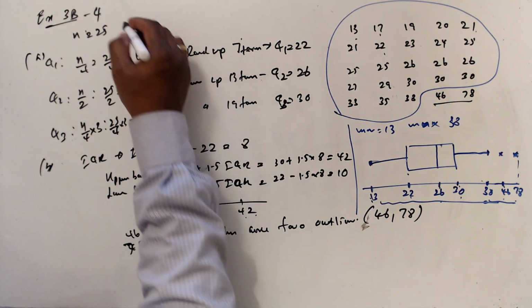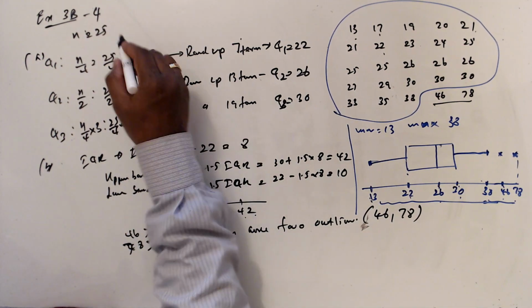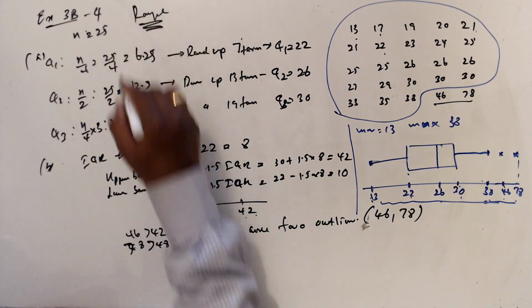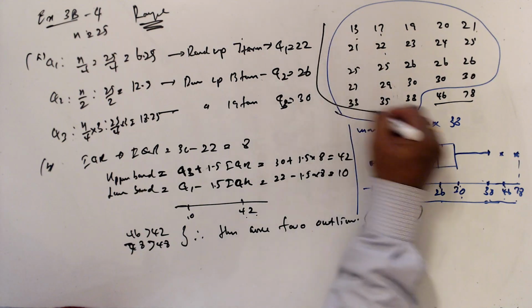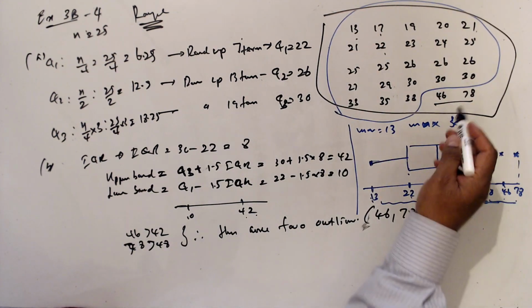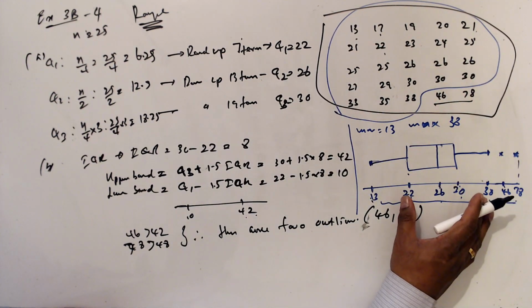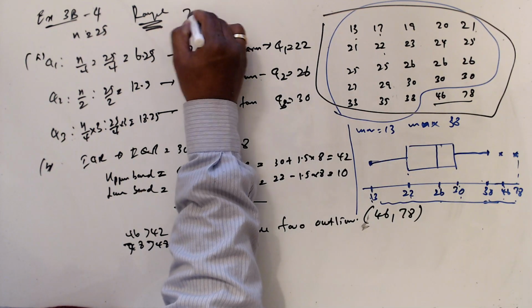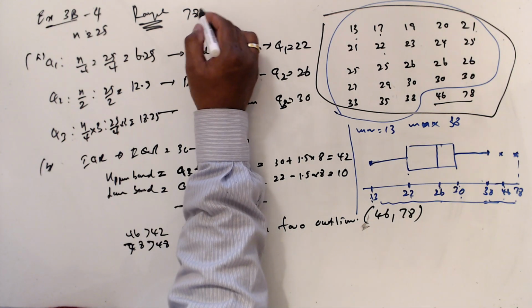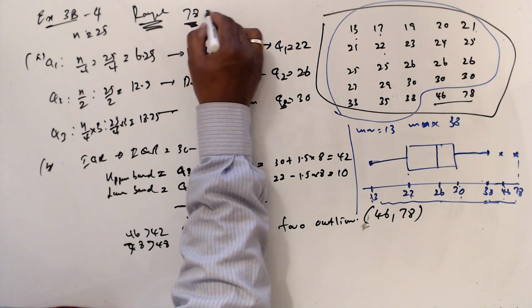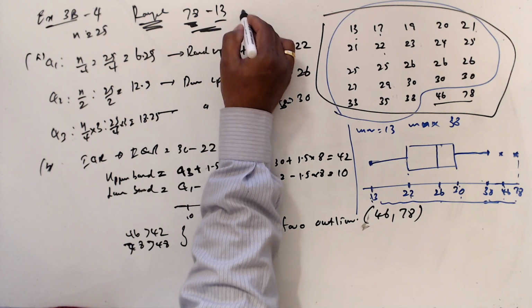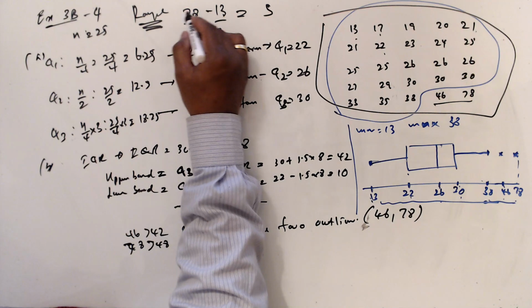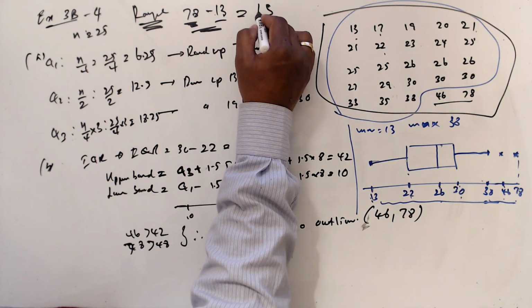Now my last question for this sum is, what is the range? When you find the range, you have to consider the whole data set. We separated the data set to draw the box plot, but when you take the range, it should be the whole. It means maximum minus minimum. Maximum is 78, minimum is 13. So the range is 78 minus 13. So 8 minus 3 is 5, and 7 minus 1 is 6.